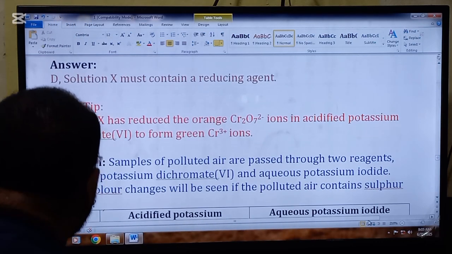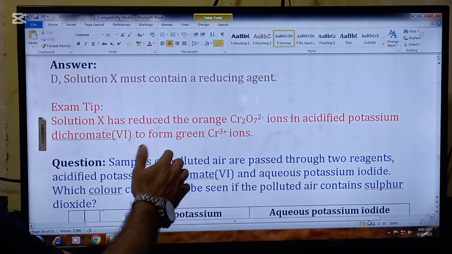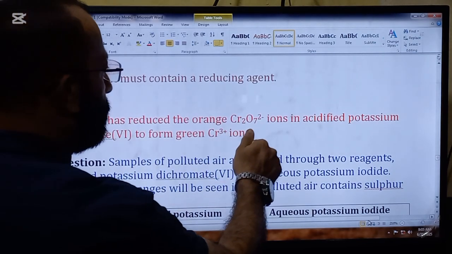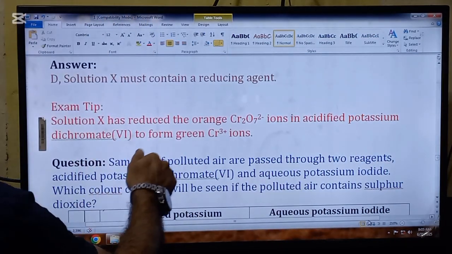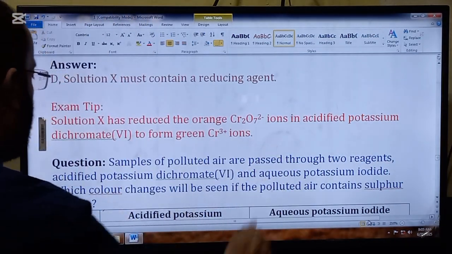Exam tip for you students: solution X has reduced the orange Cr2O7 2- ions in acidified potassium dichromate to form green Cr3+ ions.